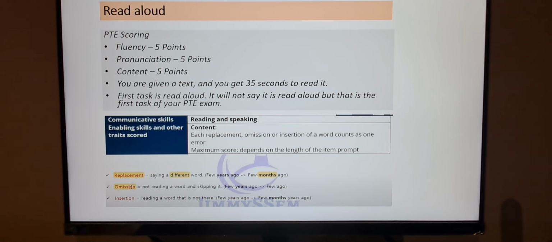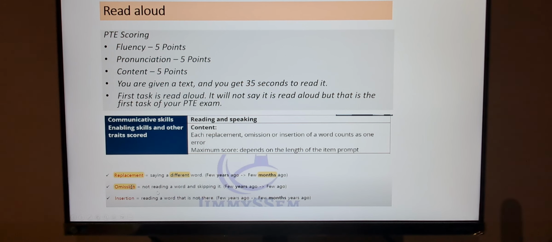So guys, I don't know whether that's working for you or not, but even after doing that, if you're not getting the desired score, then definitely it's not working. For me, when I was giving the PTE exam, I never took this approach of replacing a word or removing a word or inserting a new word, right? So it clearly says that replacing, saying a different word, for example, if there is a read aloud paragraph where it's written few years ago and you say few months ago, definitely you will be penalized. You may not get full marks for content.